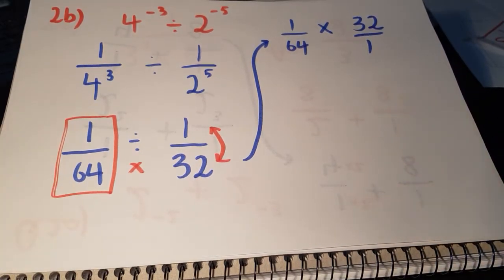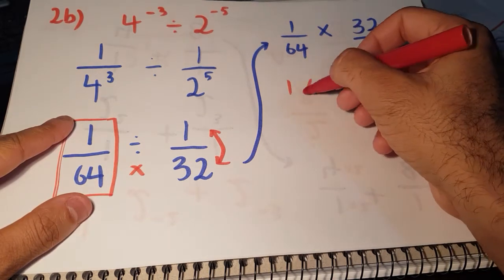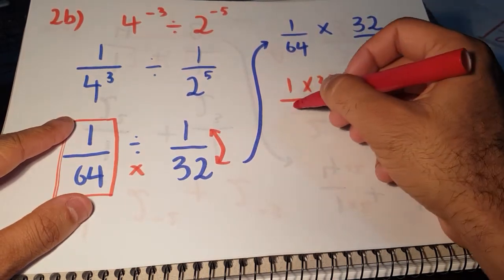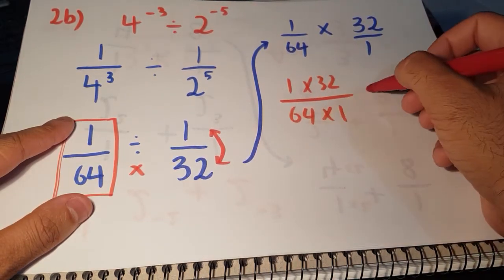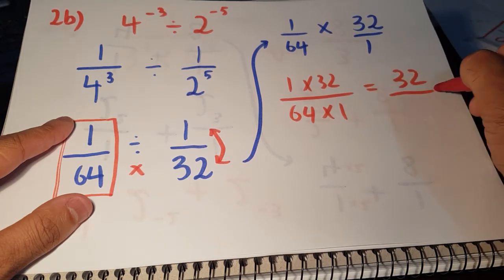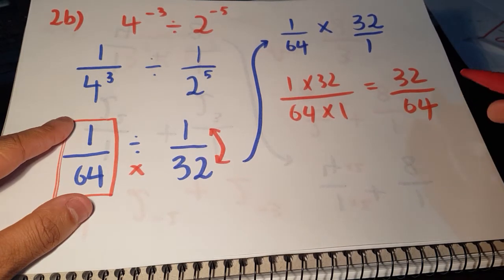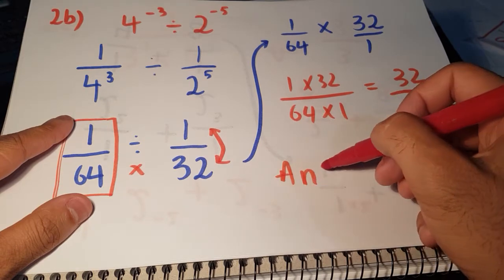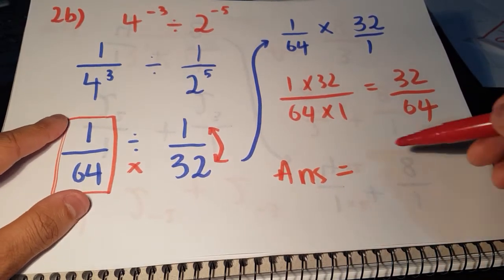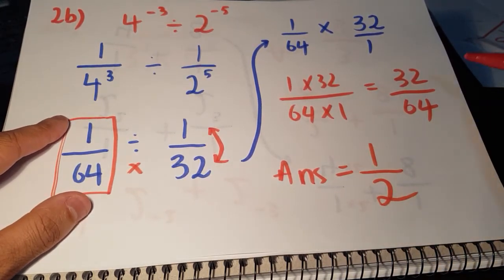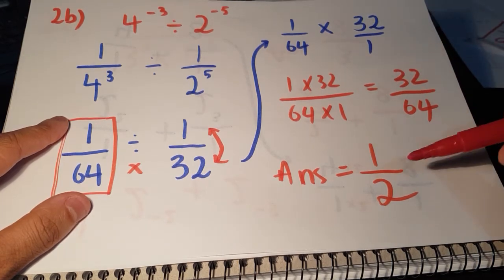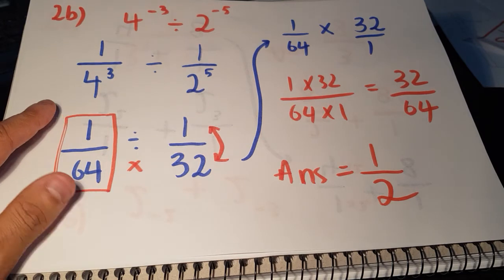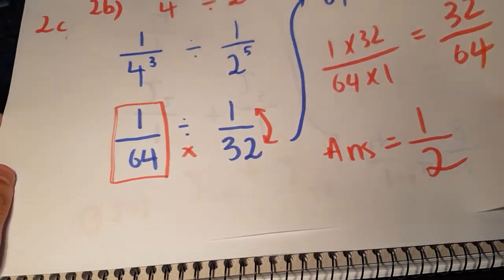Now, you probably can see that this is equal to 1 times 32 over 64 times 1, which is 32 over 64. So the answer is equal to a half. Why? Because if we simplify the top and the bottom, eventually you'll get a half. Last question.